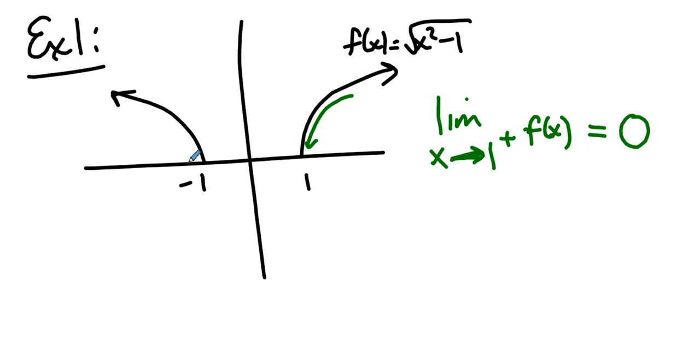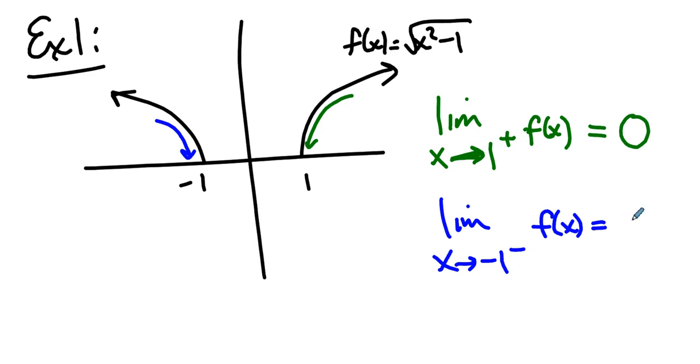Similarly, when we approach negative 1, there's only one way to approach negative 1. We can only approach negative 1 from the left-hand side, from the negative infinity side of the x-axis. So we would say that the limit as x approaches negative 1 from the left, this little superscript negative sign, just like this is a superscript positive sign, means from the left. And the limit of f of x as x approaches negative 1 from the left is also 0. The y values get closer and closer to 0.